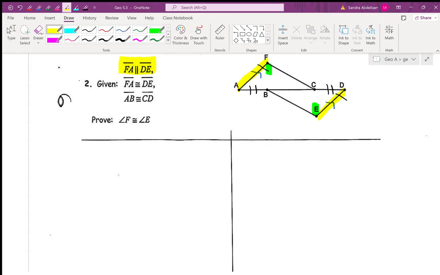So if we use this transversal, what letter did I just create? A Z. And if the arms of the Z are parallel, what do we know about the armpits? They're congruent. Which angles are in the armpits here? Good. Which ones are the alternate interior? A and D. So I can go ahead and I can say angle A is congruent to angle D.